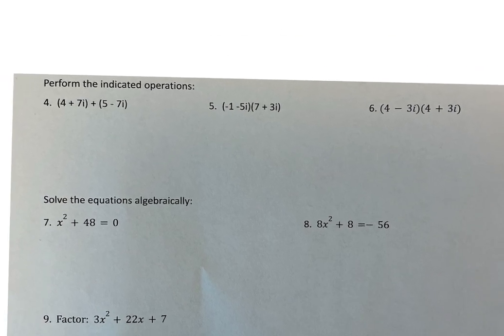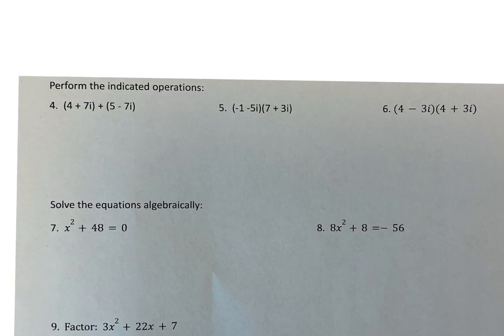All right, 4, 5, and 6 are complex numbers, some operations with them. The first one is just addition. And because it's addition, you can just add straight across. So I'm going to add the 4 and the 5. The 7i and -7i, they just cancel, so you just get 9. That was pretty easy.